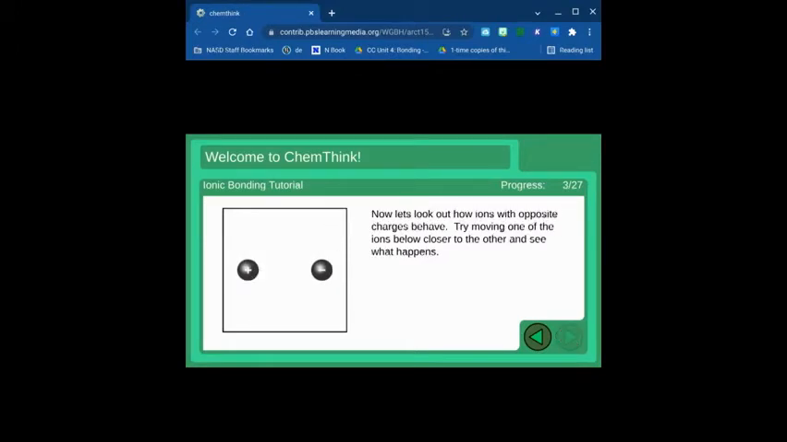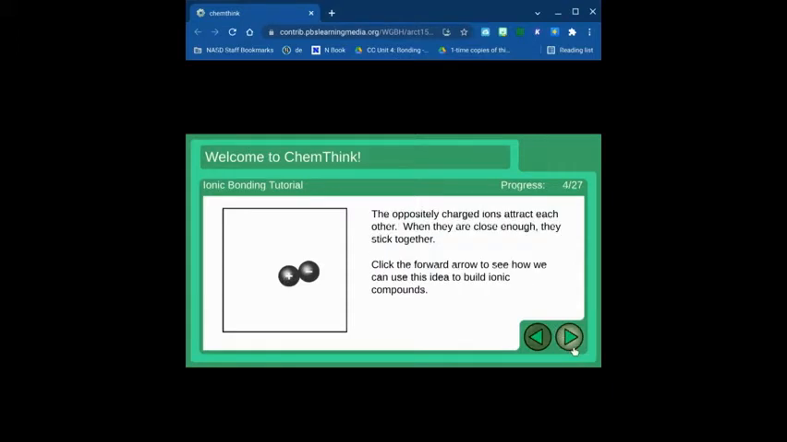Now let's look at how ions with opposite charges behave. When I drag a positive ion towards a negative ion, they're attracted until they touch each other. The oppositely charged ions attract each other. When they're close enough, they stick together. Let's see how we can use this idea to build ionic compounds.